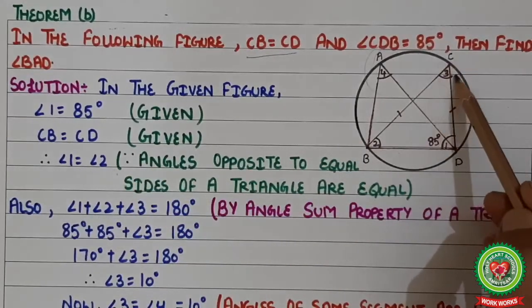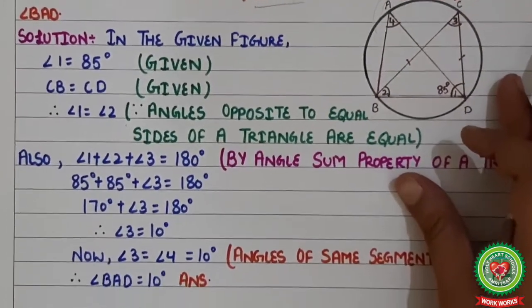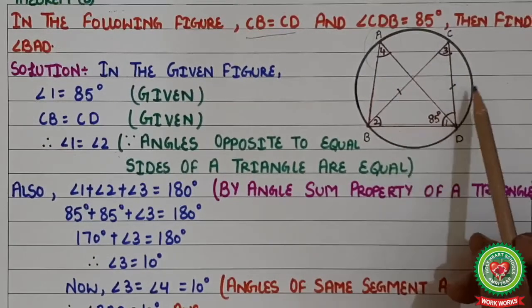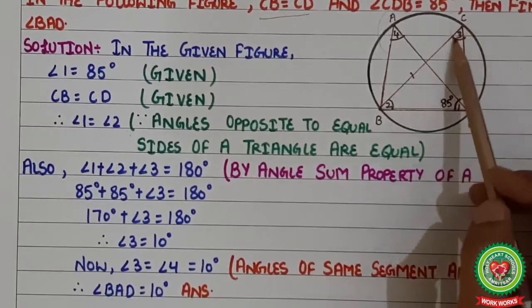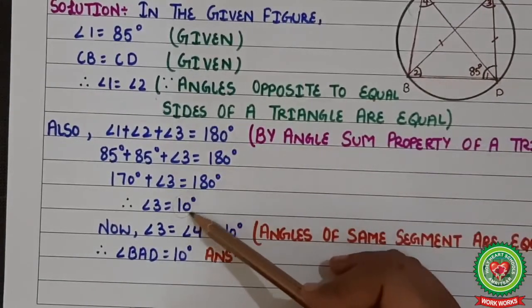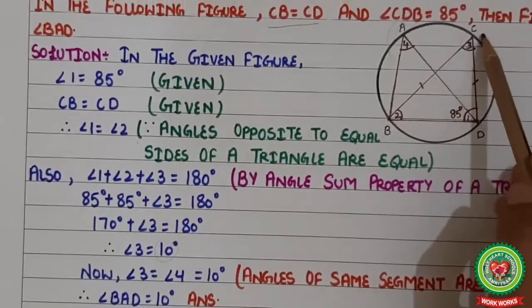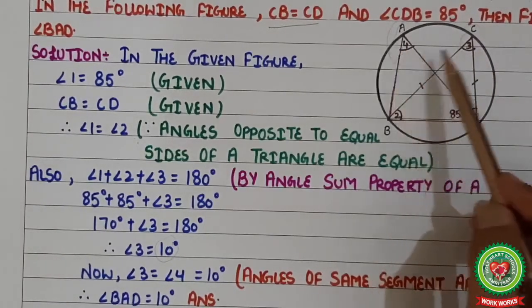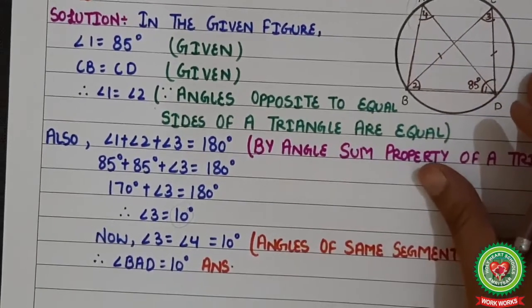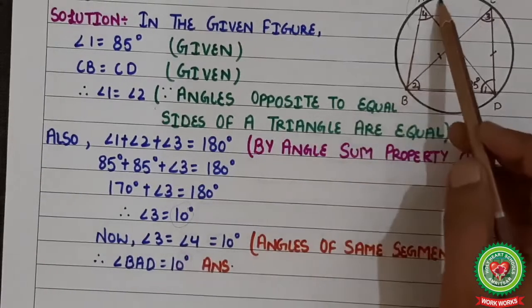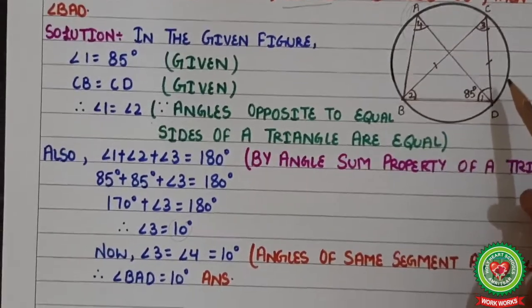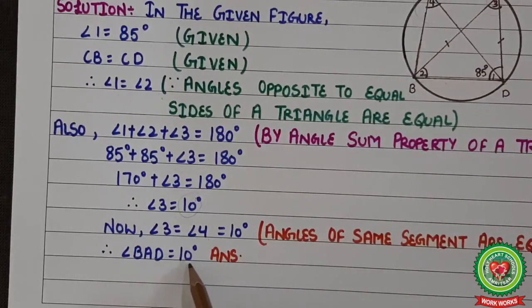From here we can find the third angle by the angle sum property in triangle BCD. We will apply the angle sum property in triangle BCD. From here we'll get this angle as 10 degrees. Angle 3 is 10 degrees. Children, as we have done the theorem just now that angles in the same segment are equal, from here we will get angle 3 is equal to angle 4. This is the angle number 4 which you have to find, that is angle BAD. So therefore angle BAD is equal to 10 degrees. So this is the solution.